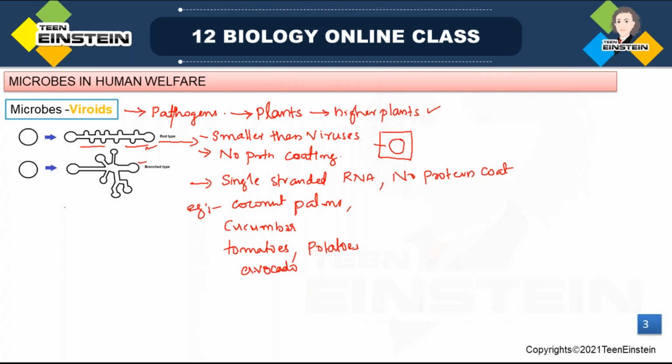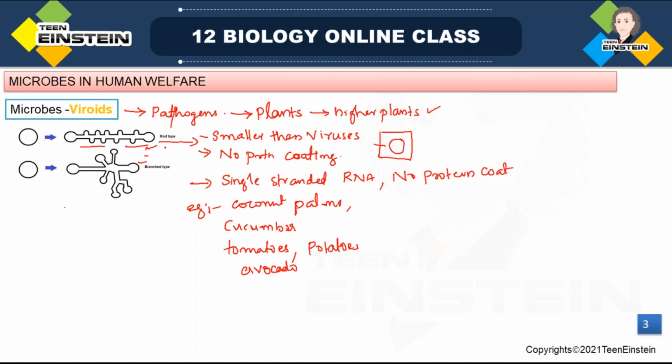So what are the pathogens? Viroids are the pathogens, and they are affecting plants, mainly the higher plants. You can see it is smaller than the viruses. Why are we saying that? Because it has a closed genetic material: single-stranded RNA which is closed, and there is no protein coat around it. The examples are cucumber, tomato, potato, avocado, and coconut palm. Normally in these plants you can see this kind of infection.